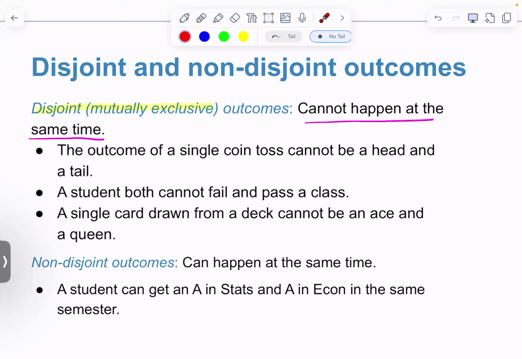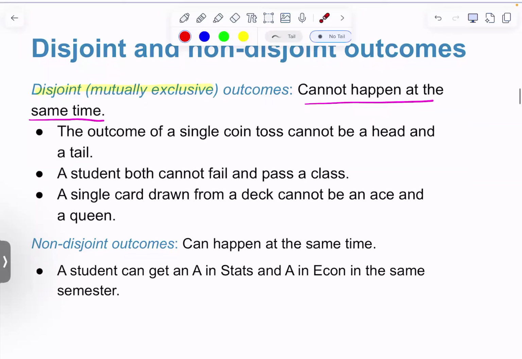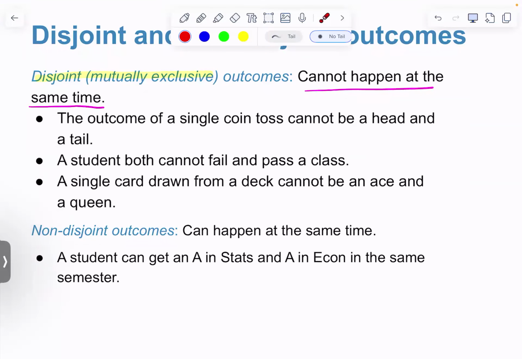A student cannot fail and pass a class. It's one or the other. You don't win the lottery and not win the lottery. So those would be disjoint. A single card drawn from a deck cannot be an ace and a queen at the same time. Whereas non-disjoint outcomes can happen at the same time.